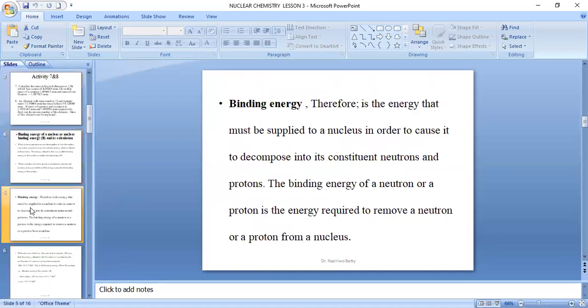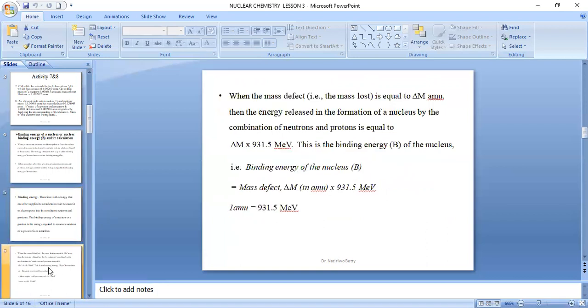Binding energy, therefore, is the energy that must be supplied to the nucleus in order to cause it to decompose into its constituent neutrons and protons. It can also be the energy of a neutron or proton required to remove a neutron or a proton from the nucleus.